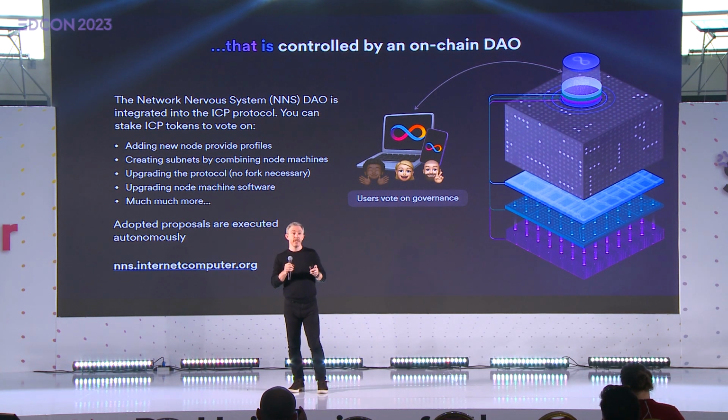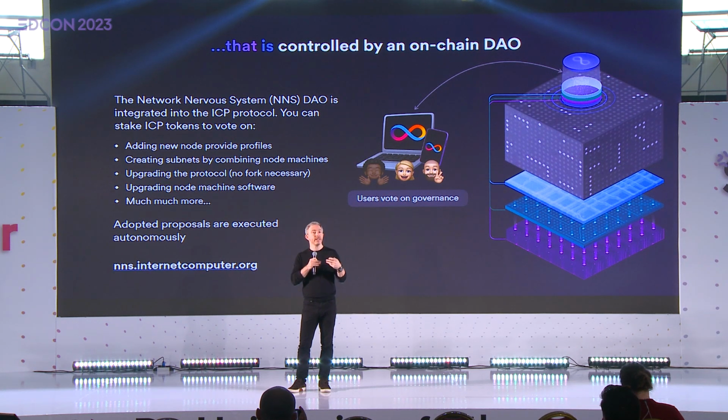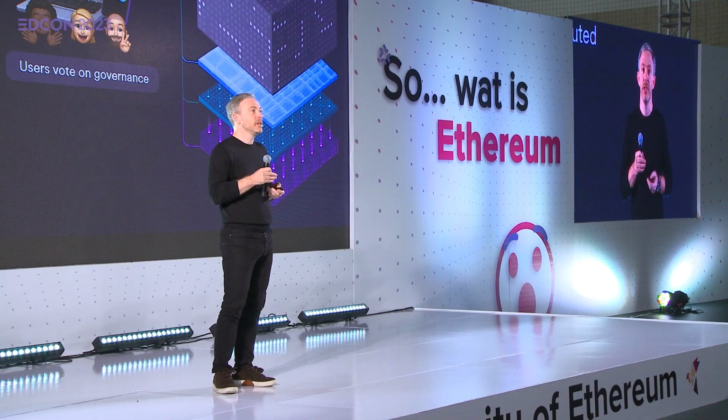In the 2 years it's now been running in production, the Internet Computer blockchain has been upgraded more than 145 times. More than 145 protocol upgrades have taken place. And that's thanks to the reduced friction of having a DAO integrated with the protocol that's actually able to upgrade the whole thing. For example, pushing out software upgrades to the actual node machine devices that host the network.